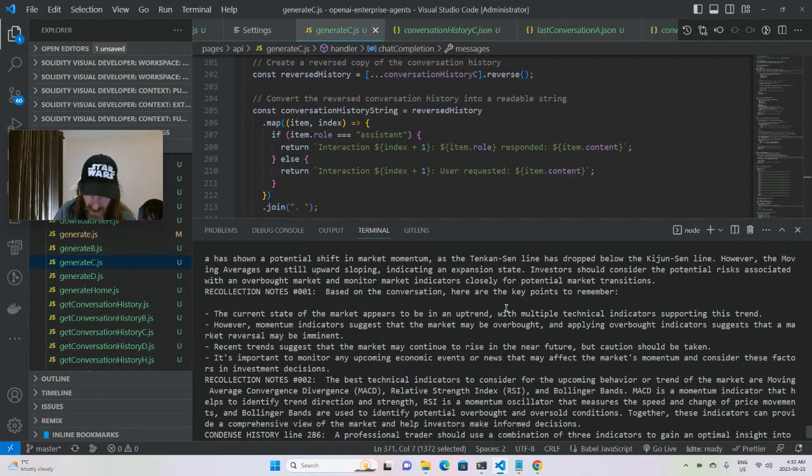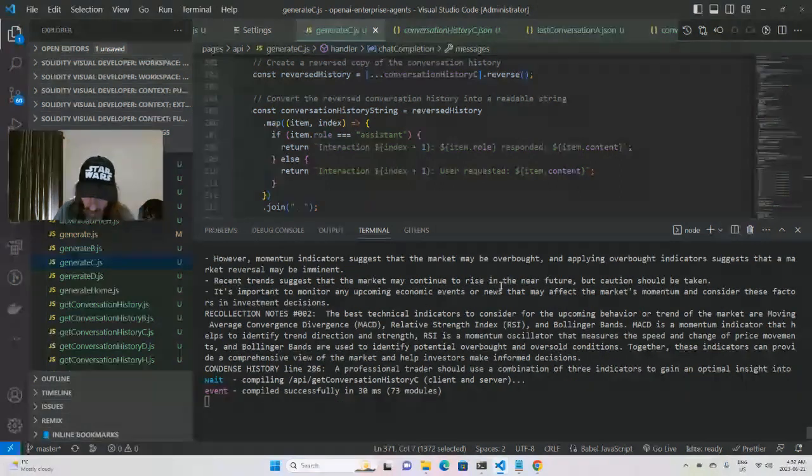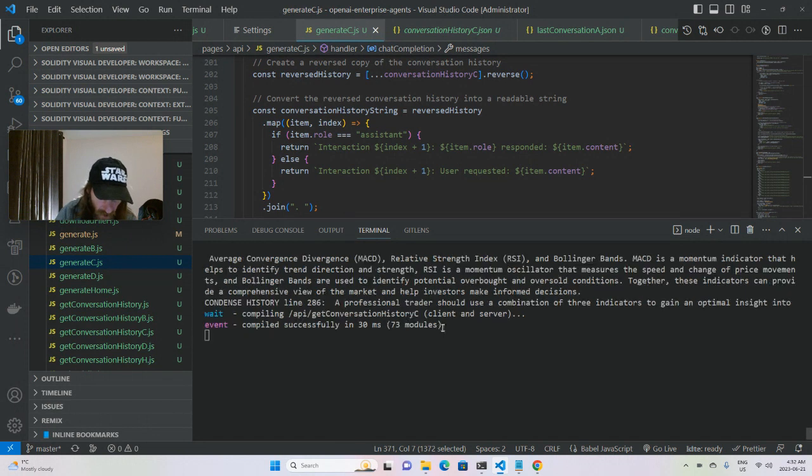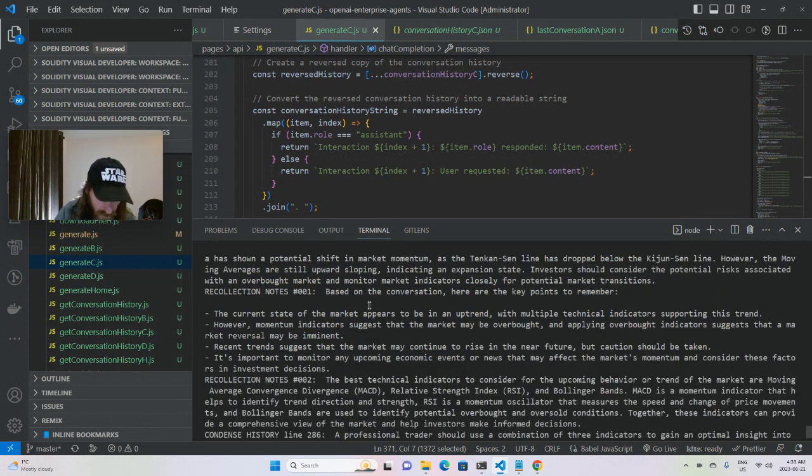Based on the conversation here, the key points to remember. The current state of the market appears to be an uptrend with multiple technical indicators supporting this trend. However, momentum indicators suggest that the market may be overbought, such that a market reversal may be imminent. Recent trends suggest that the market may continue to rise in the near future, but caution should be taken. It's important to monitor any upcoming economic events, blah, blah, blah. So that's my first.